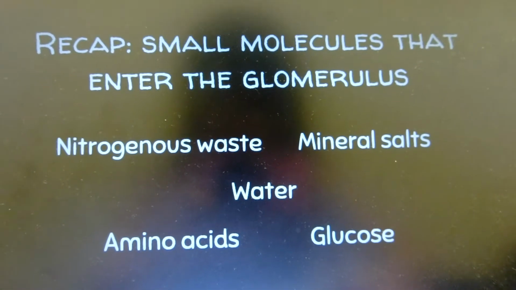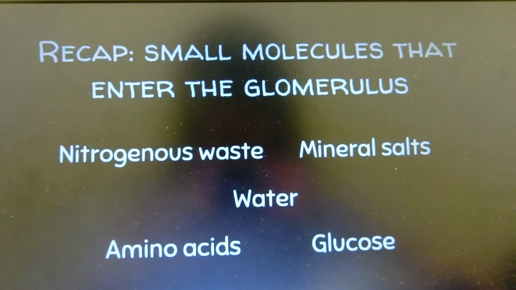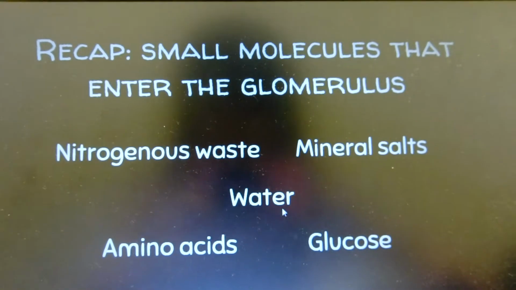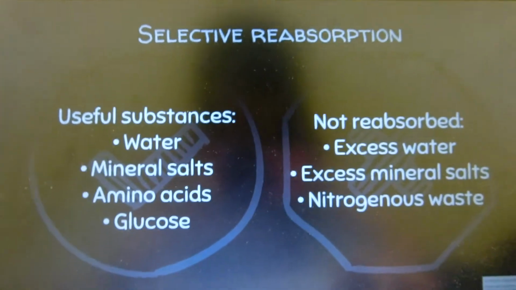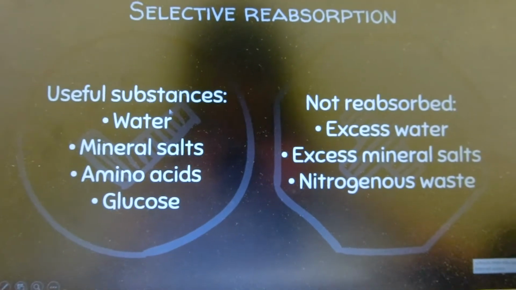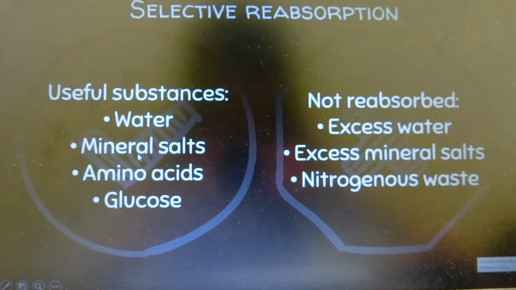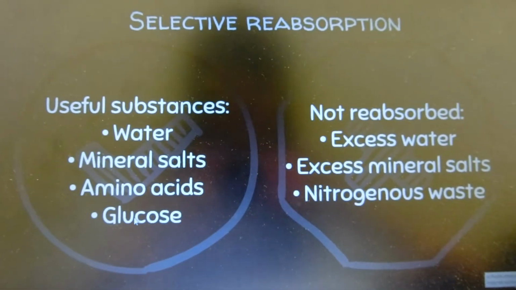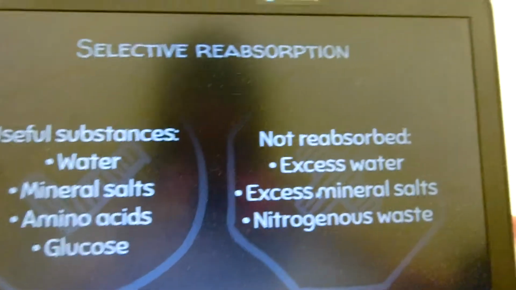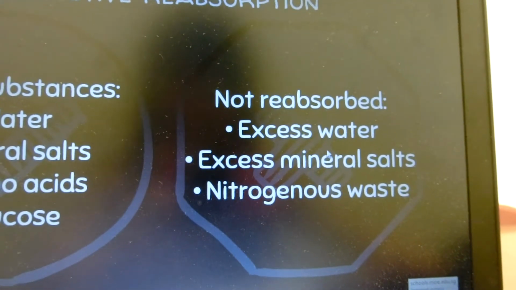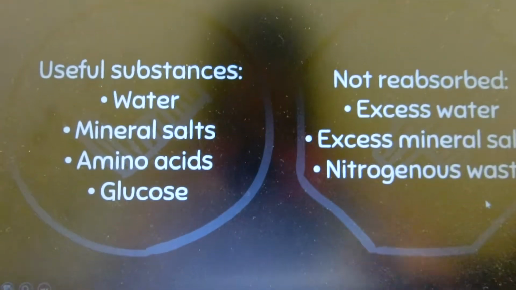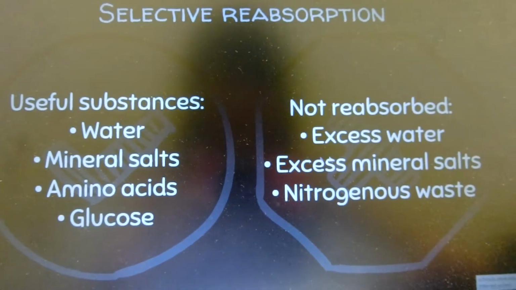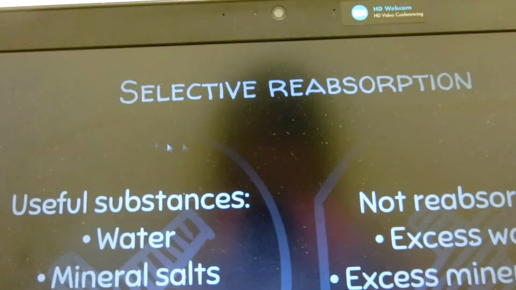So these are the small molecules that are filtered into your nephron, into your Bowman's capsule. But of course, some of these materials are useful and we want them back. So how do we get them back? It's through the process of selective reabsorption, where useful materials like water, mineral salts, amino acids and glucose are reabsorbed back, whereas your excess water, excess mineral salts, as well as your waste materials are not reabsorbed. Because some are reabsorbed and some are not, it is a selective process.